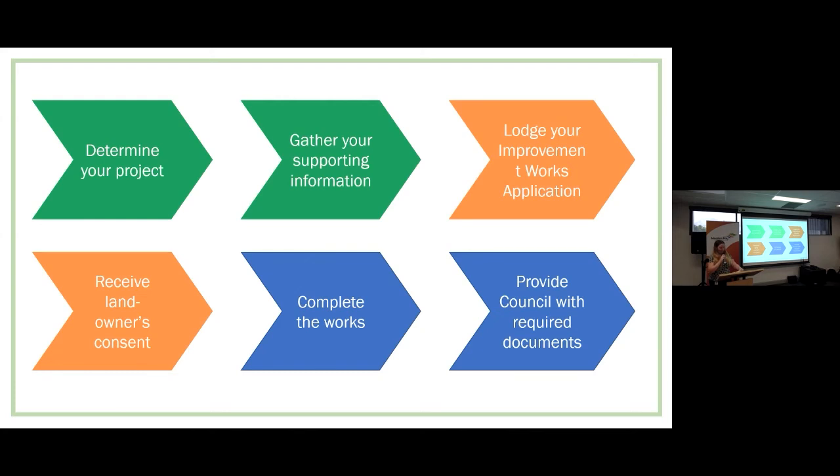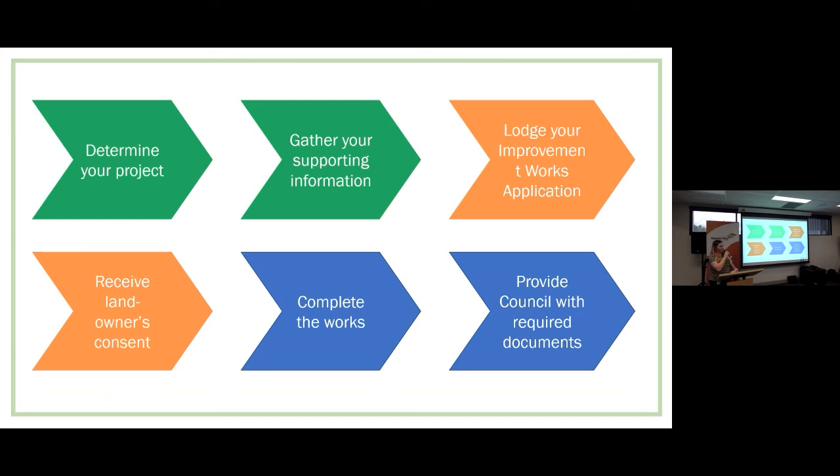Okay, so just a quick summary of the process. Firstly, your organisation is to determine what the project is that you're wanting to do. Secondly, you'd gather that supporting information like Lacey mentioned, so the quotes and the drawings and plans and all those types of things. Thirdly, you would lodge your improvement works application using the council website with that little blue lodge button from before.